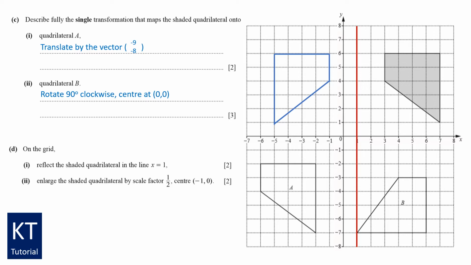Next, enlarge the shaded quadrilateral by scale factor half with center at (-1, 0). We start by plotting the blue circle for the center (-1, 0). Next, we plot a red circle at half the distance between the blue circle and one corner of the quadrilateral. We repeat this for all four corners. The red circles now newly represent the four corners of the required quadrilateral.